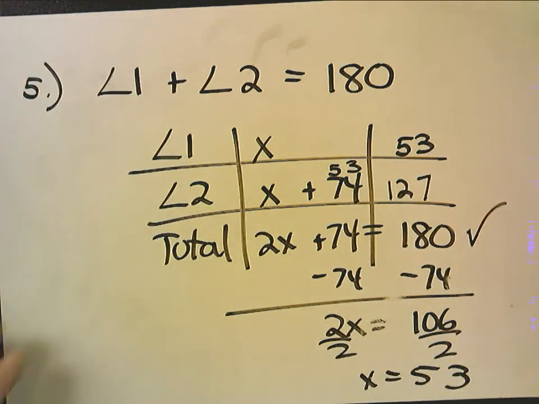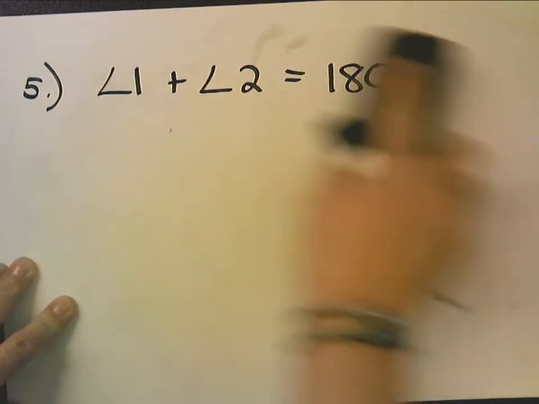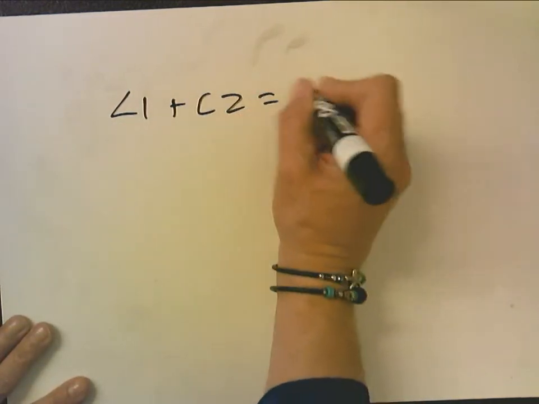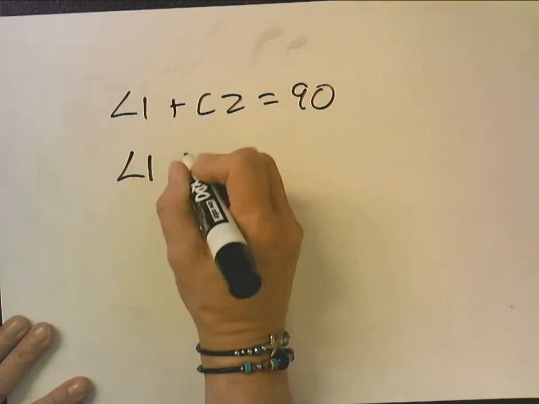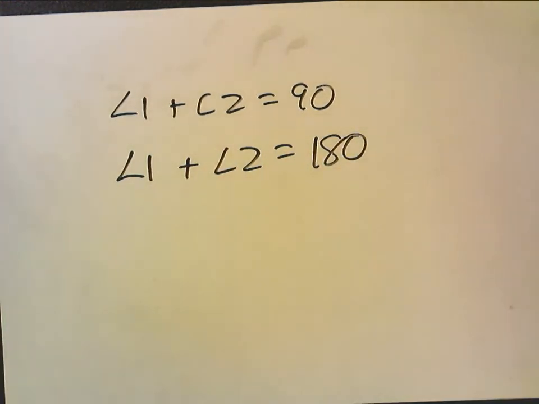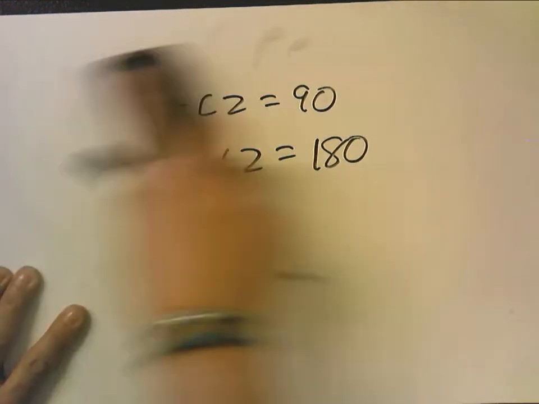Okay? So far, what we've done is if it says they're complements, we say angle 1 plus angle 2 equals 90. If it says they're supplements, we say angle 1 plus angle 2 equals 180. Now we're going to get into some where, no, we're not. They're always going to be either supplements or complements. So let's look at number 7.